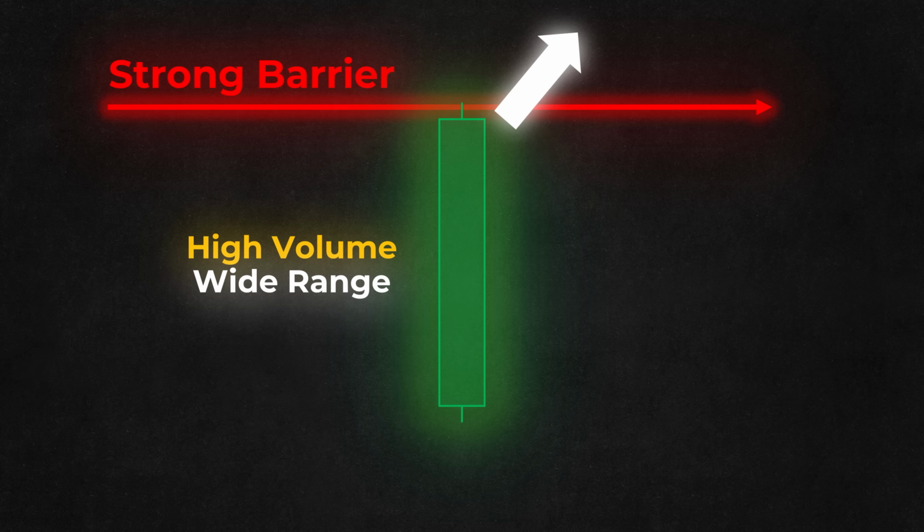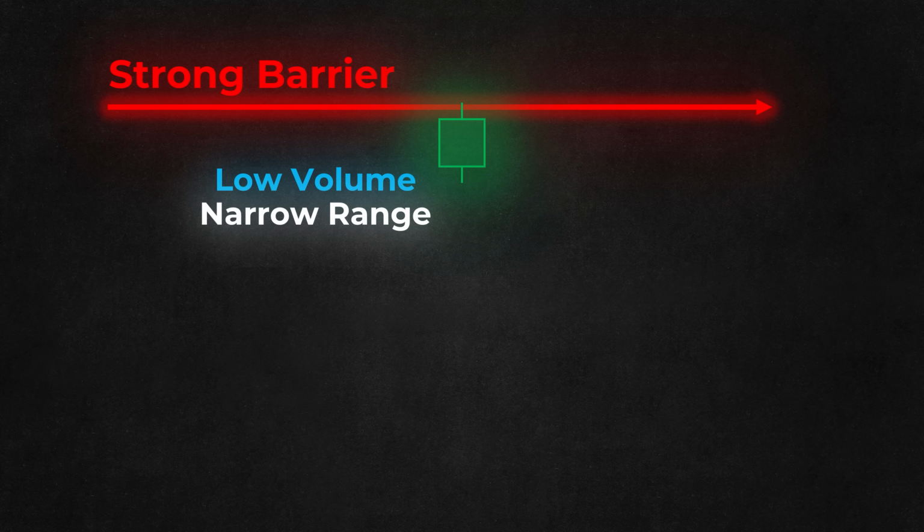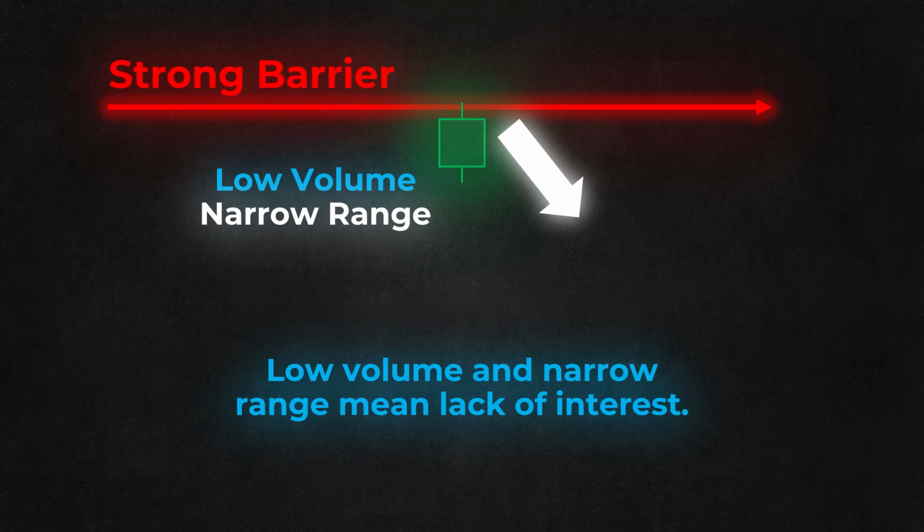Rather ambiguously, both high and low volume narrow range candles suggest a reversal at a strong barrier, but for different reasons. A low volume narrow range candle means that there is not much interest in the current side of the market, so the other market player can enter the scene with more ease.